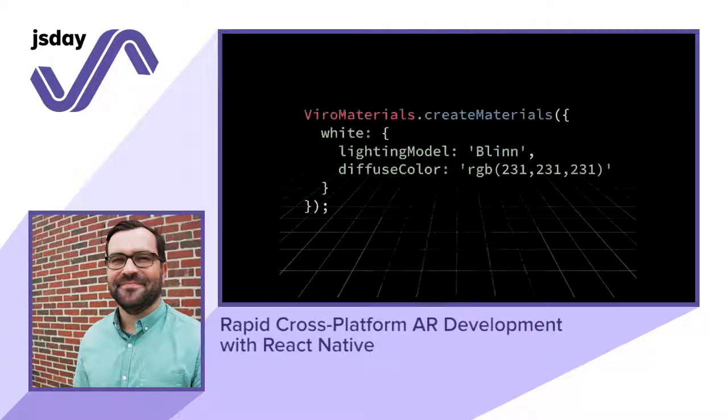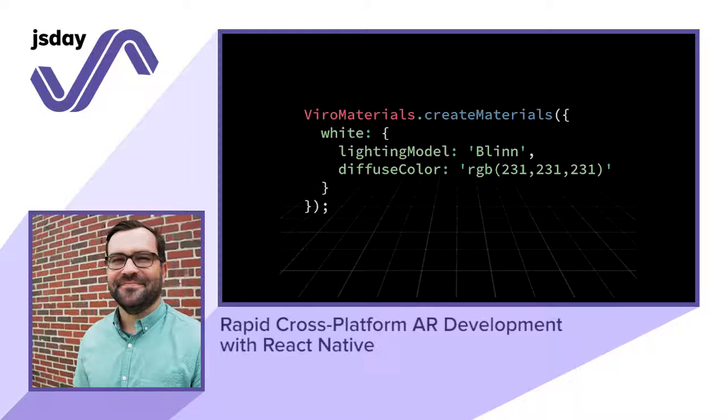So in order to fix that, the first thing we actually need to do is create a material, which is going to be wrapped around the box. This material is actually going to be the thing that receives the light from our light source that we'll look at in a second. So we use a method called create materials. We're creating a material called white.